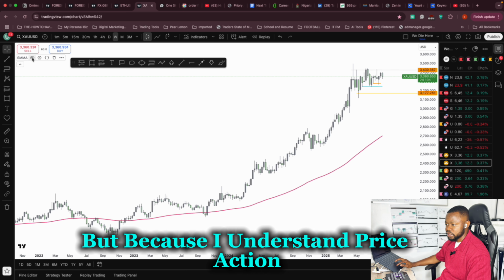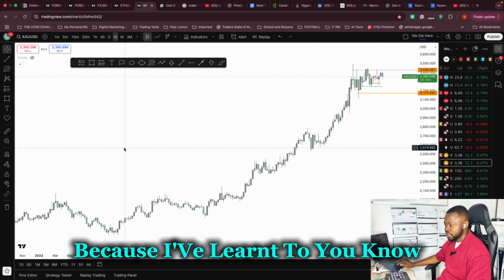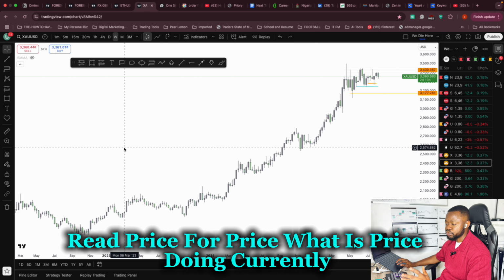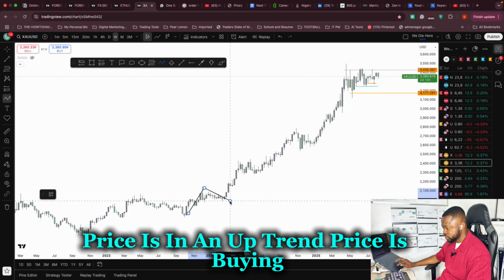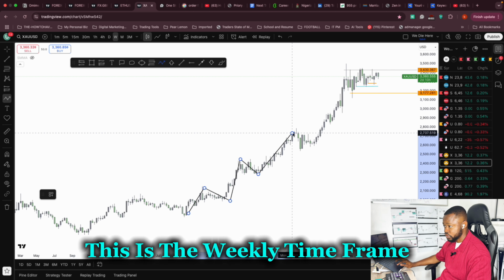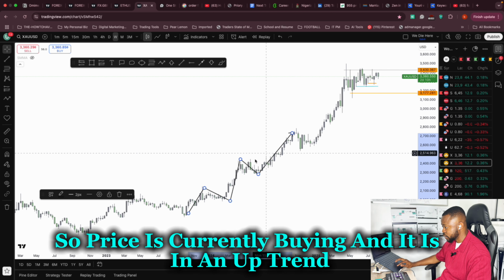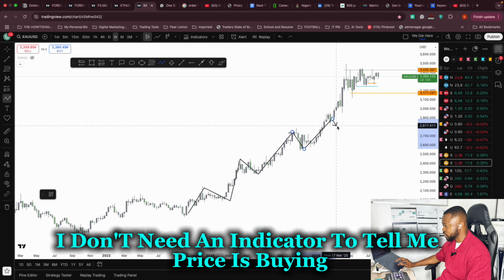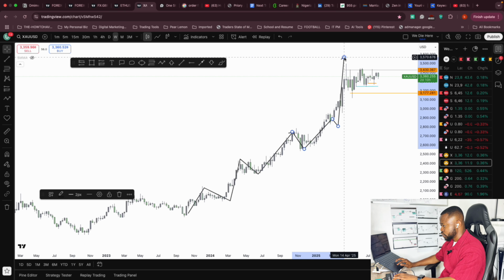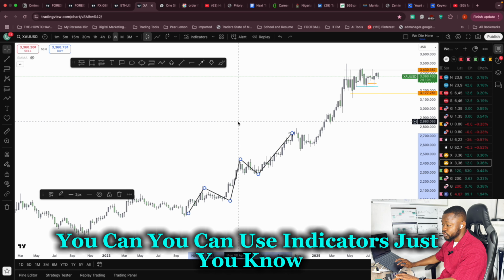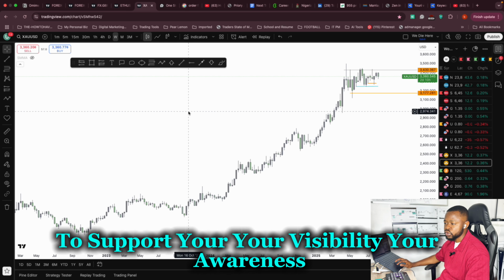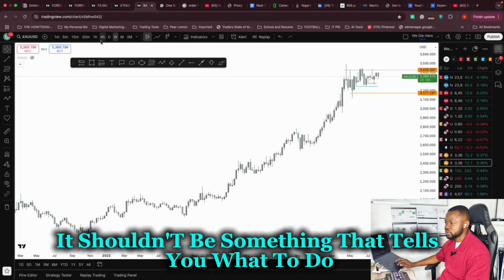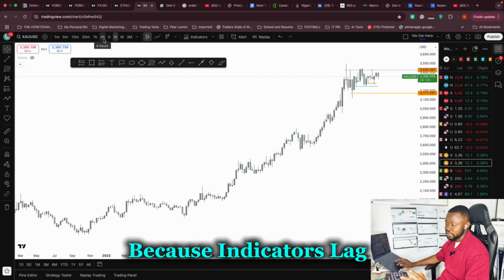But because I understand price action, because I've learned to read price for price, what is price doing currently? Price is in an uptrend. Price is buying. This is the weekly time frame. So price is currently buying and it is in an uptrend. So I'm able to read that. I don't need the indicator to tell me price is buying. You can use indicators just to support your visibility and awareness, but they shouldn't tell you what to do, because indicators lag.